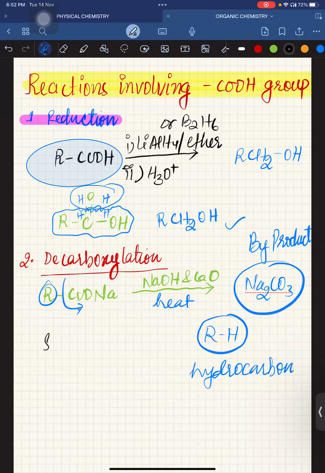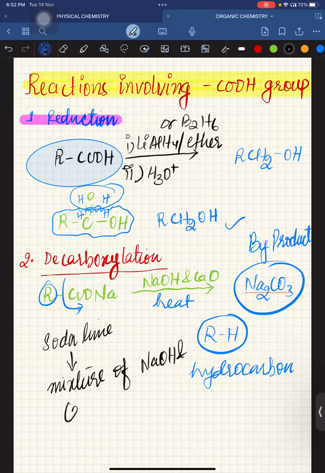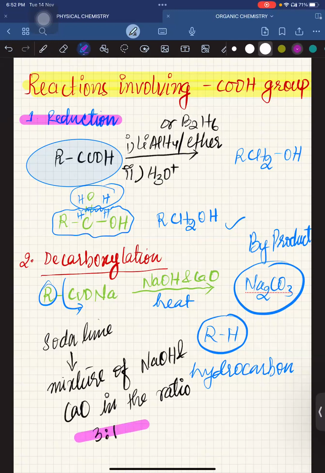The soda lime is very important. A question has been asked: what is soda lime? Basically, soda lime is a mixture of NaOH and CaO in the ratio 3 is to 1. Very important it is. The ratio is very important.